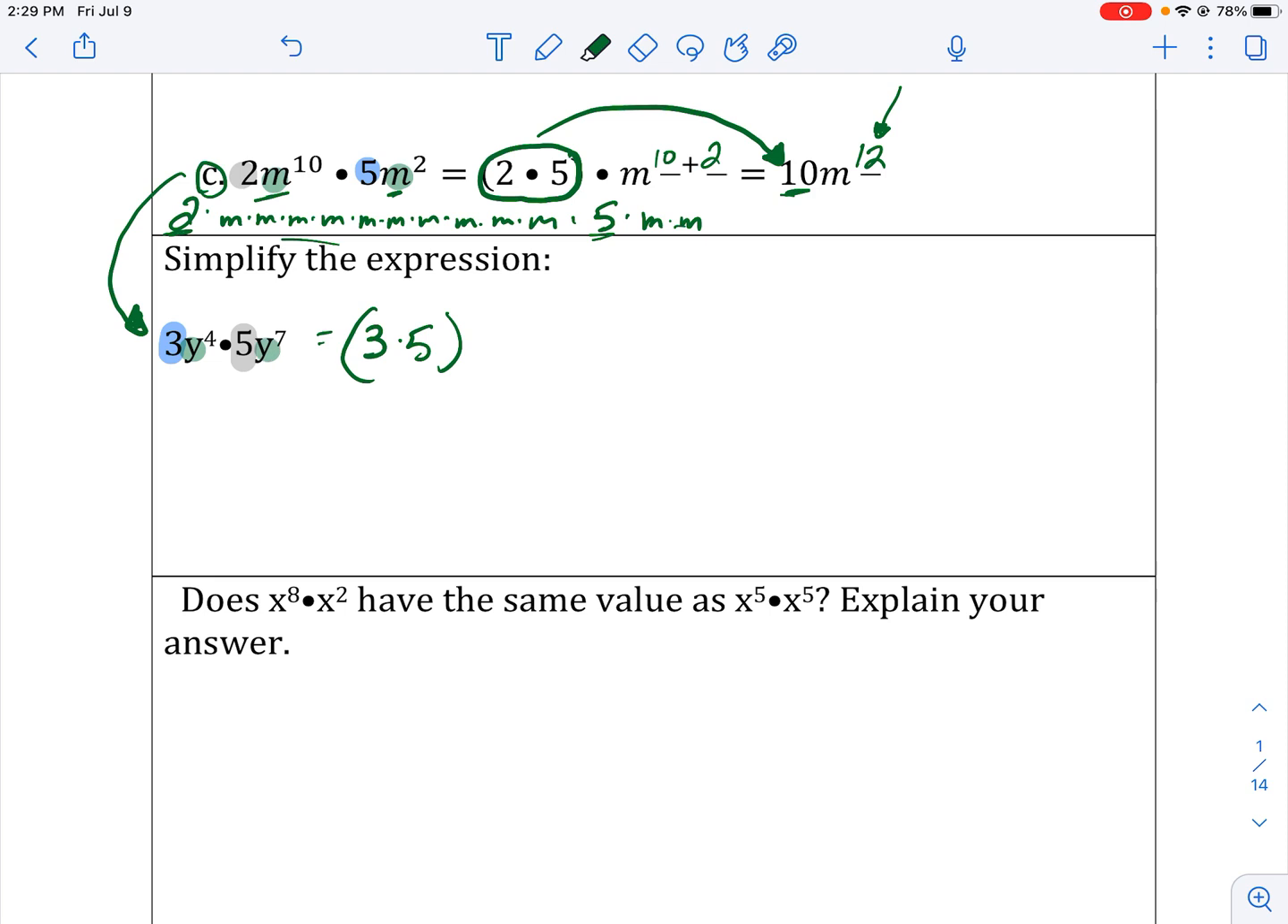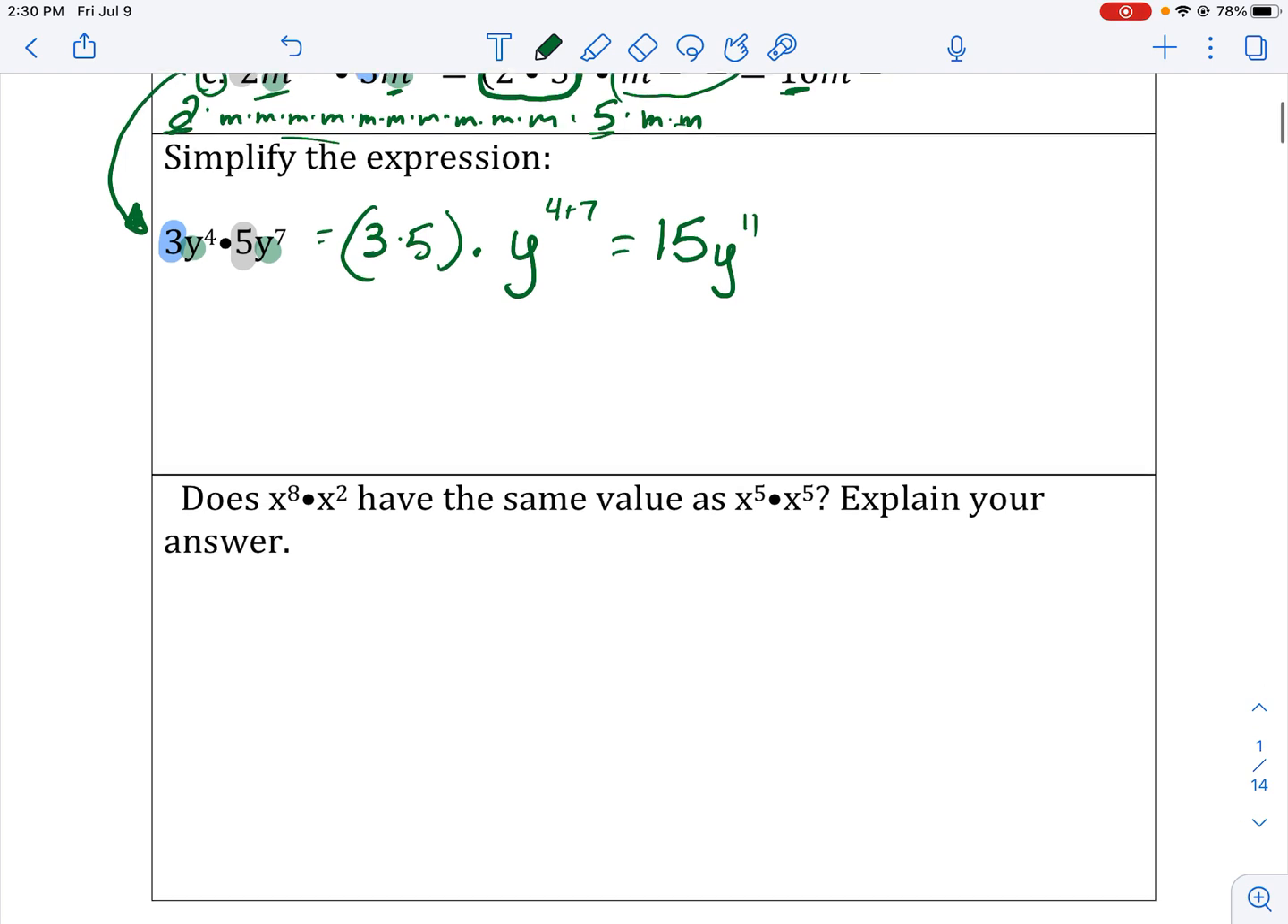Here, my y's, those are like bases. So I'm going to multiply by y, and just like I did up here, I'm going to put 4 plus 7. And now I have 3 times 5, which gives me 15. And then when I combine my exponents, when I add 4 plus 7, I get y to the 11th. So my answer is 15y to the 11th.